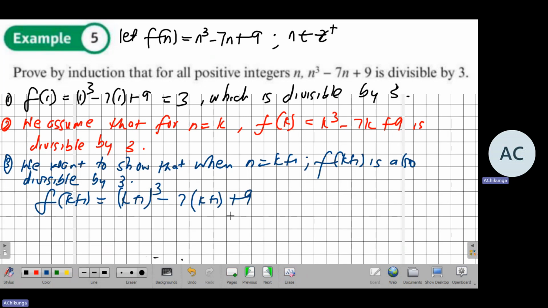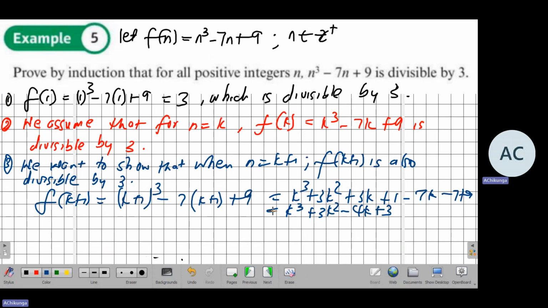All right. A quick expansion of k plus 1 cubed: the Pascal triangle is 1 3 3 1, isn't it? 1 3 3 1 is going to be equal to k cubed plus 3k squared plus 3k plus 1. Then I'll expand what's in here. I'm going to have minus 7k minus 7 plus 9. And this turns out to be k cubed plus 3k squared minus 4k plus 3. That's our answer.